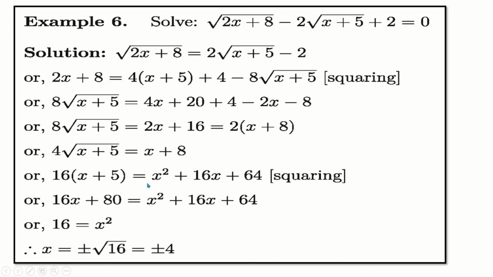Again by squaring on both sides we will get this. Just calculation. I think everybody will easily understand. Here also 16x plus 80 equal to x square plus 16x plus 64, or x square equal to 16, therefore x is equal to plus minus 4. As here is a square, the roots will be two: one is plus 4 and another is minus 4.